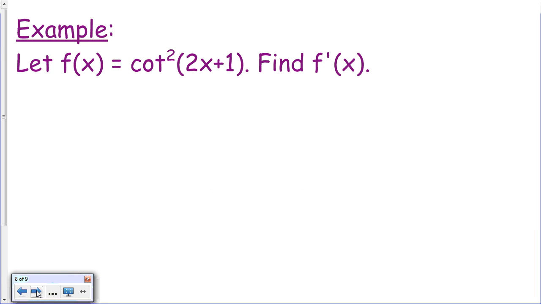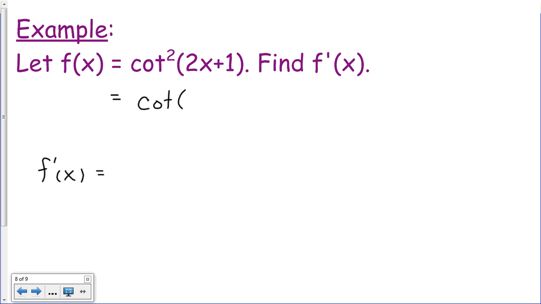All right, let's try a couple more examples now using these additional properties we've just added in there. So this one says let f of x equal cotangent squared of 2x plus 1, and we want to find out what f prime of x is equal to. If it helps to rewrite the original function in another form, then go ahead and do so. I'm going to go ahead and do that here.